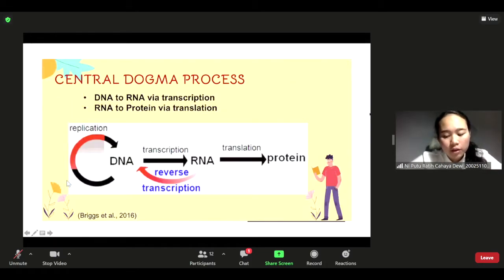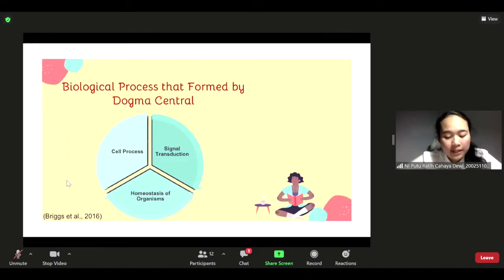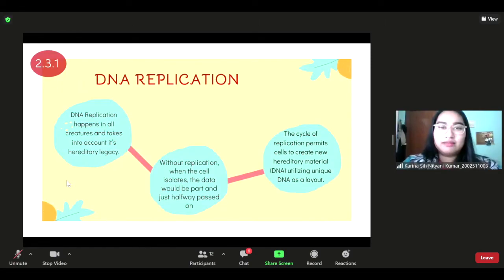Nowadays, the central dogma process has been explained as a progression that starts by the transcription of DNA or deoxyribonucleic acid to ribonucleic acid or RNA, and continued by the translation of RNA to protein. Next, this genetic flow has formed many biological processes such as cell division, signal transduction, and also the homeostasis of organisms. Next. My name is Karina Nityani Kumar, and I will be explaining about DNA replication.